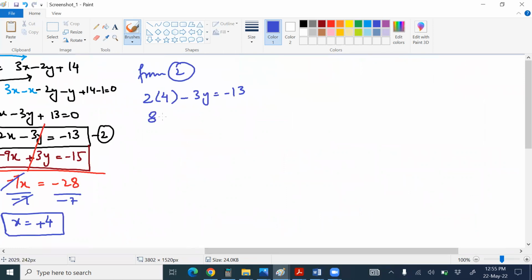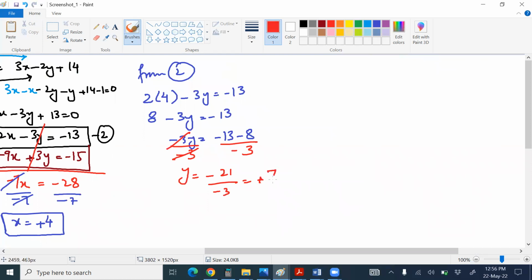It's just a matter of doing the inverse operations correctly. Your subject is y, whatever is added, you'll subtract from the other side. So -3y equals -21. Your subject is still not alone. It's multiplied with -3, so you will divide by -3 both sides. I'm doing it all in one go. So y is equal to -21 over -3, which is positive 7. And hence, x, y is equal to 4, 7.